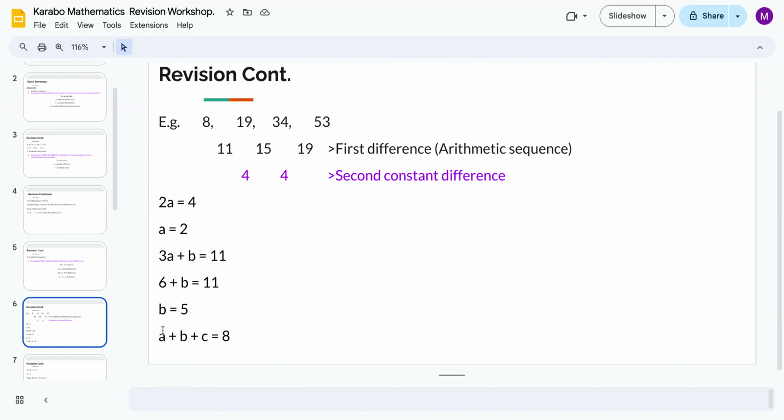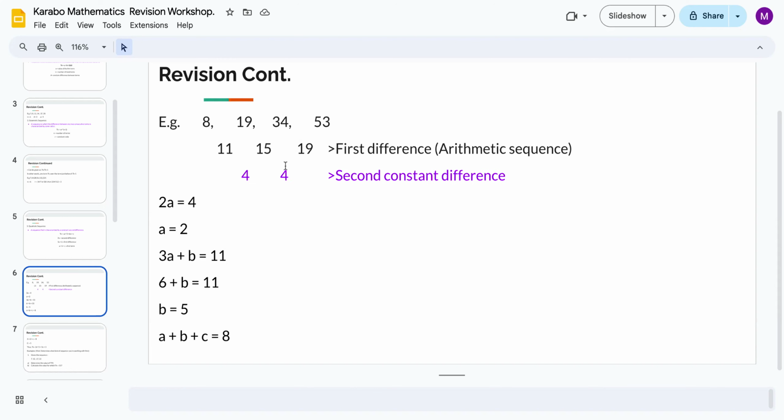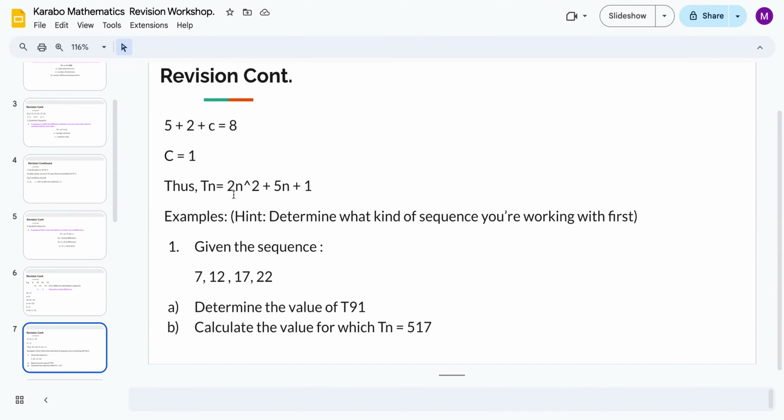And then finally, a plus b plus c is equal to my first term. I know my a value is 2. I know my b value is 5. So 2 plus 5 plus c is equal to 8. You can then quickly work that out to get c is equal to 1. Therefore, if they ask you for the nth term, or the formula for this sequence, it would be simply given as Tn is equal to 2n squared plus 5n plus 1.